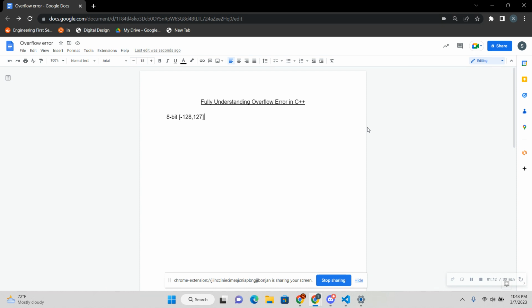Whenever you use the function int 32 max, int 32 min, which is what we did for our homework before, it is really important to understand overflow error in binary. So I do feel like the homework itself did an okay job in explaining it, but I think I can probably explain it a little bit better.